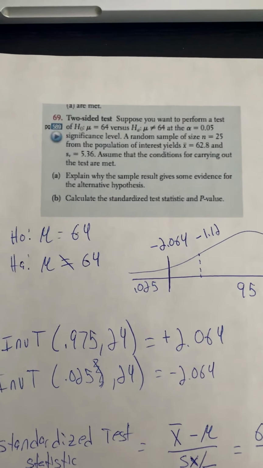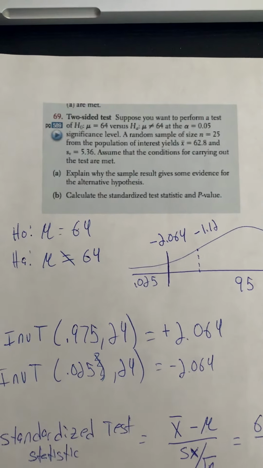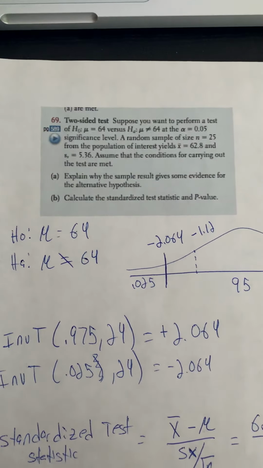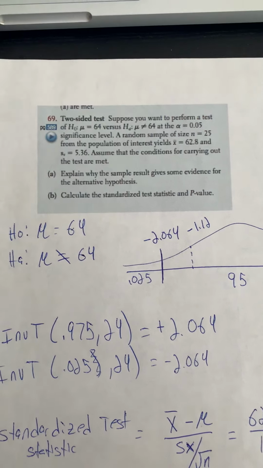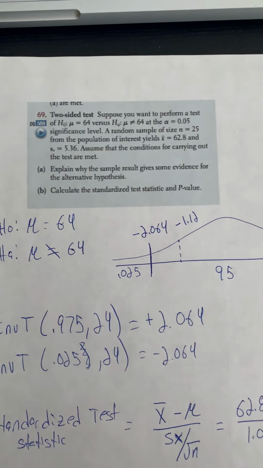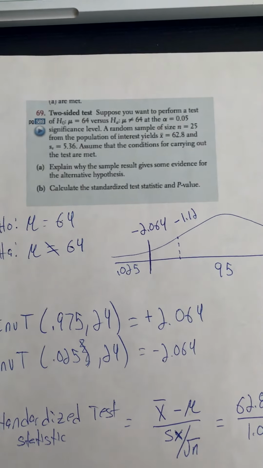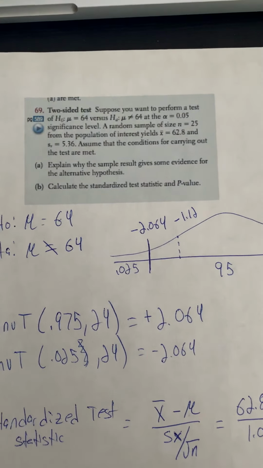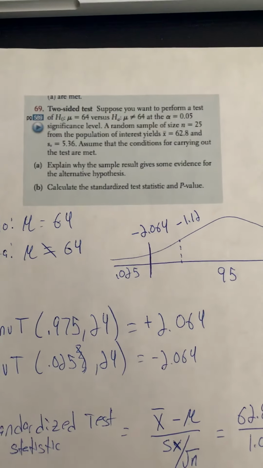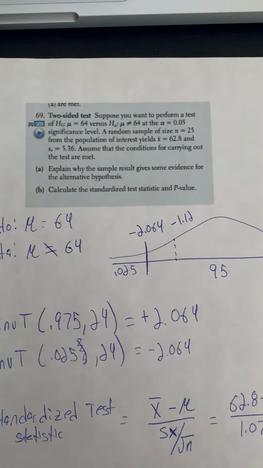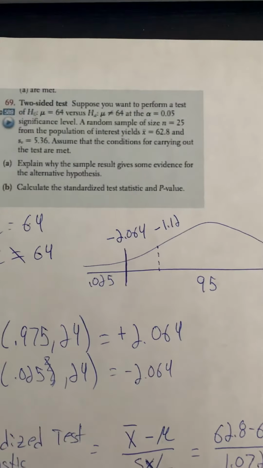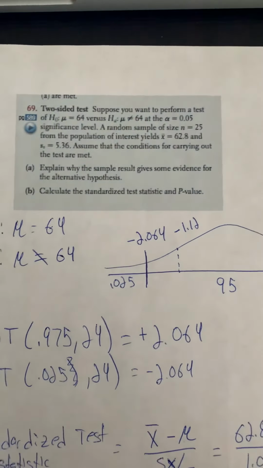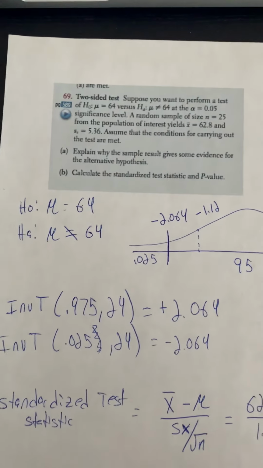It says two-sided test. Suppose you want to perform a test of H0 that mu is equal to 64 versus an alternate hypothesis that mu does not equal 64 at a 5% significance level. A random sample of size 25 from the population of interest yields an X bar of 62.8 and a sample standard deviation of 5.36. Assume that the conditions for carrying out the test are met.